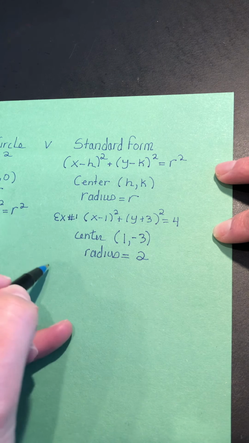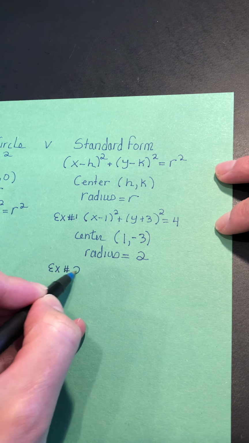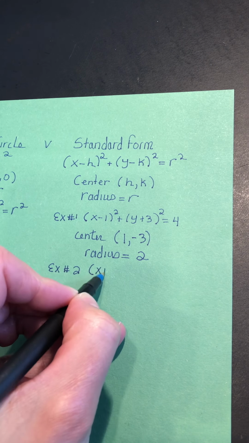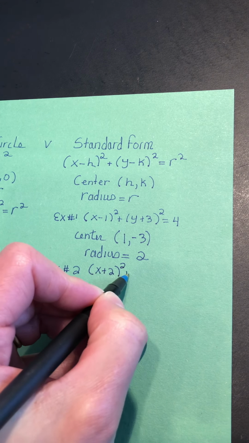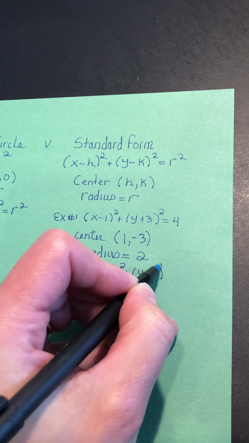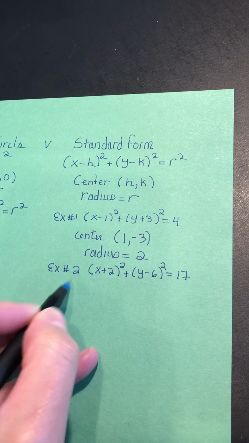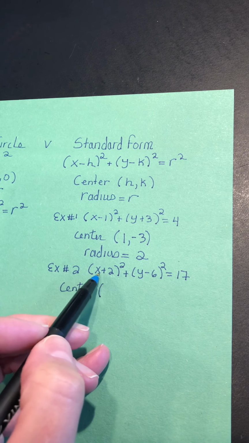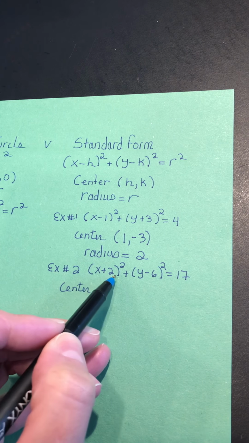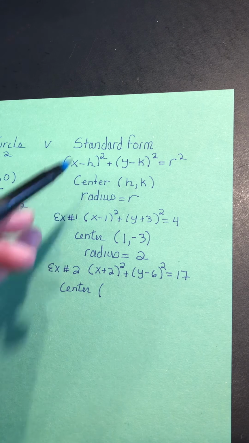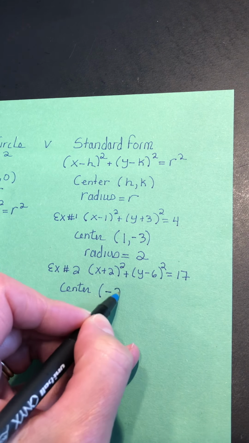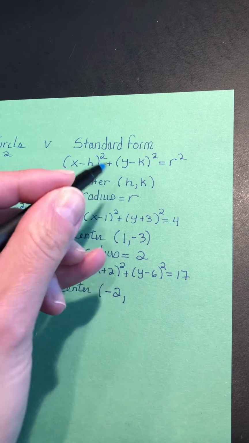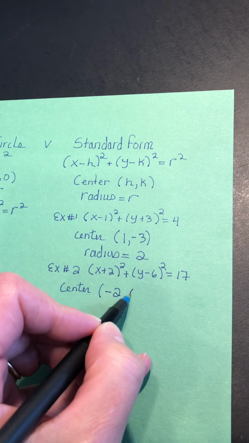Okay, let's do another example, example number 2. So again, same problem, identify the center and the radius. So I have the quantity (x plus 2) squared plus the quantity (y minus 6) squared equals 17. Well, here the center, okay, the h value must be negative 2, right? That's how it goes into the formula to appear like x plus 2. It must have been x minus a minus 2 to get me here. So that's a negative 2. And the k value must have been a positive 6 to appear like y minus 6. So the center is at (negative 2, 6).